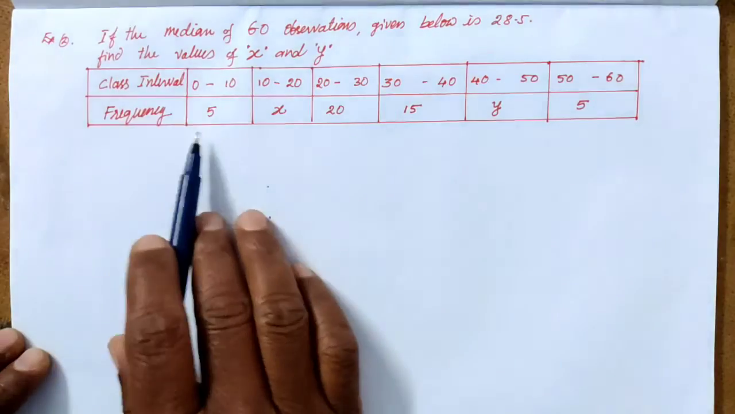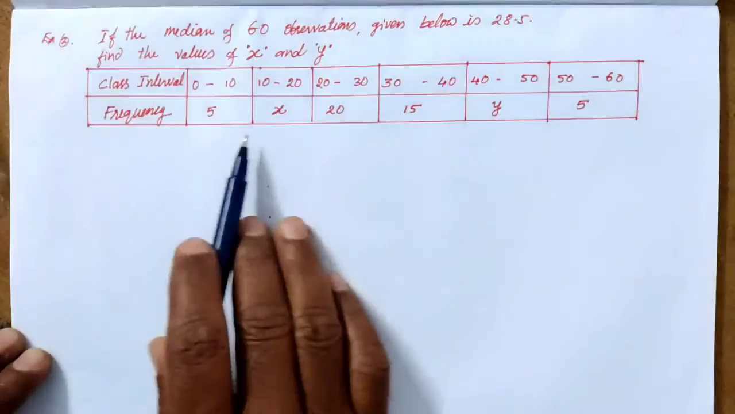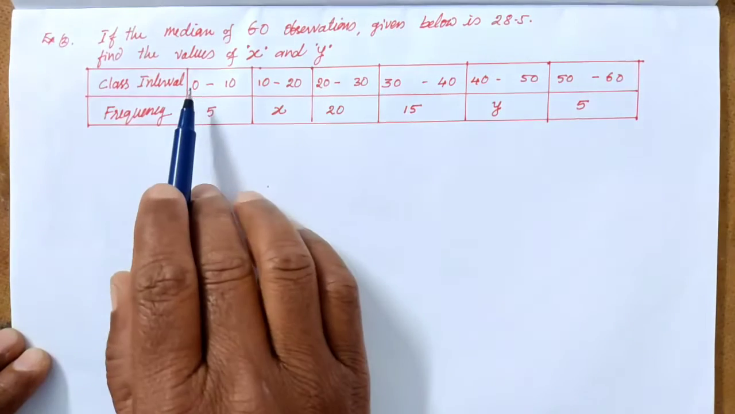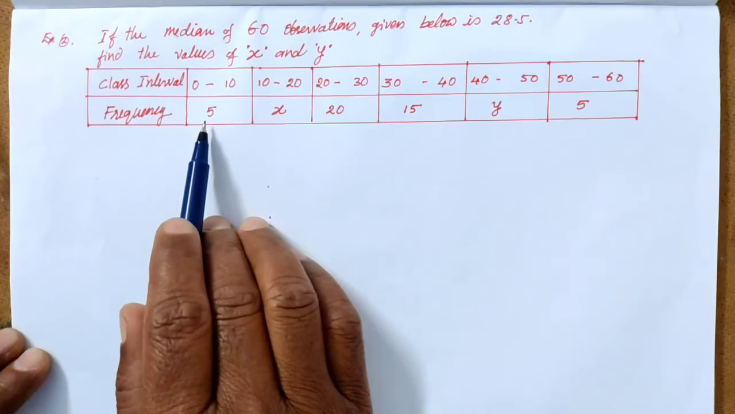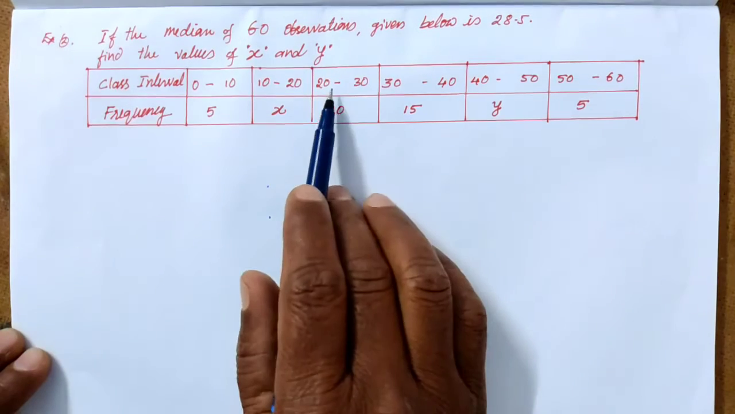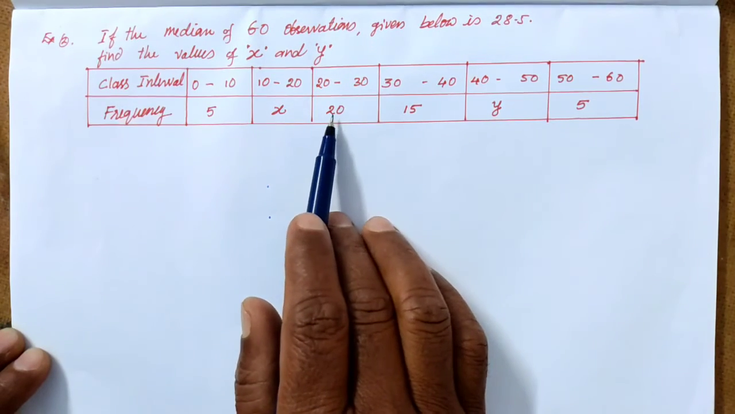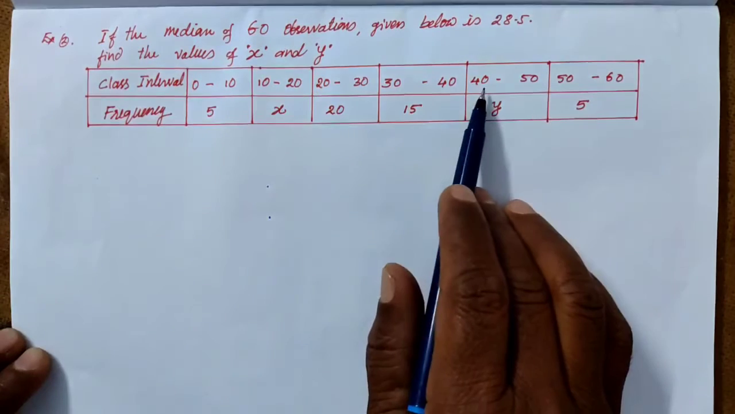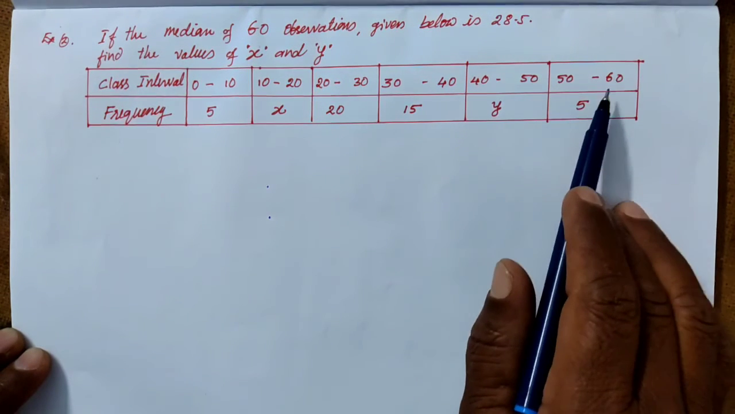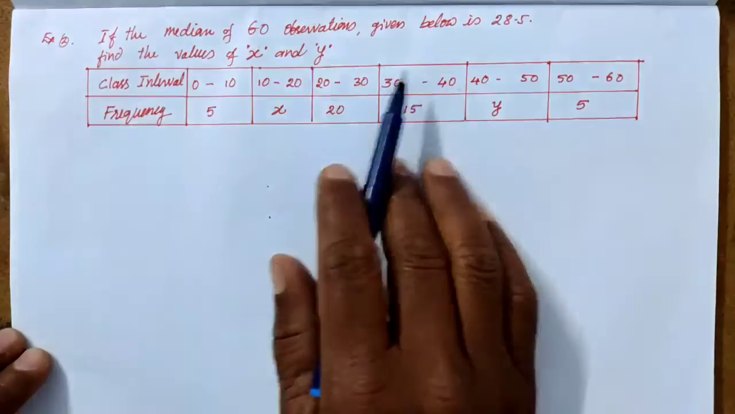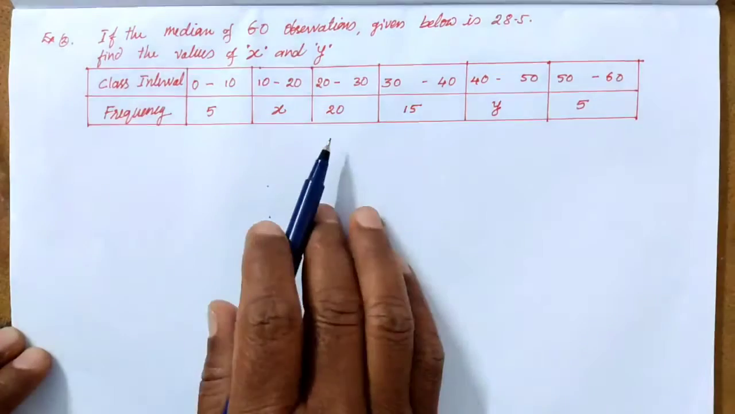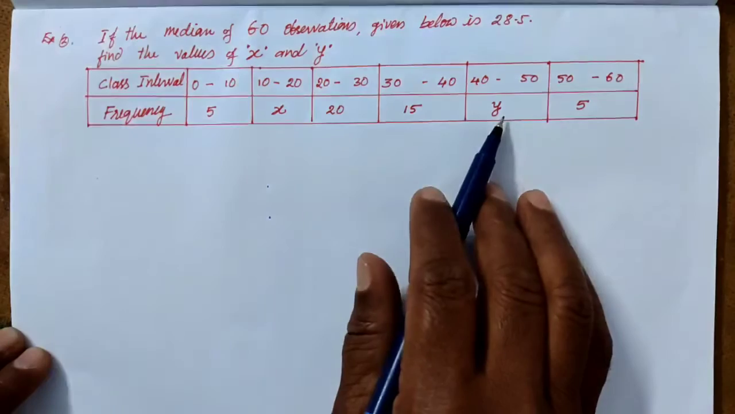So this is the classified data, grouped data. Class intervals and frequency: 0 to 10, 5 is the frequency; 10 to 20, x is the frequency; 20 to 30, 20 frequency; 30 to 40, 15; 40 to 50, y frequency; and 50 to 60, 5. So these are the frequencies and the class intervals, and it is grouped data. For this grouped data, we have to find x and y.